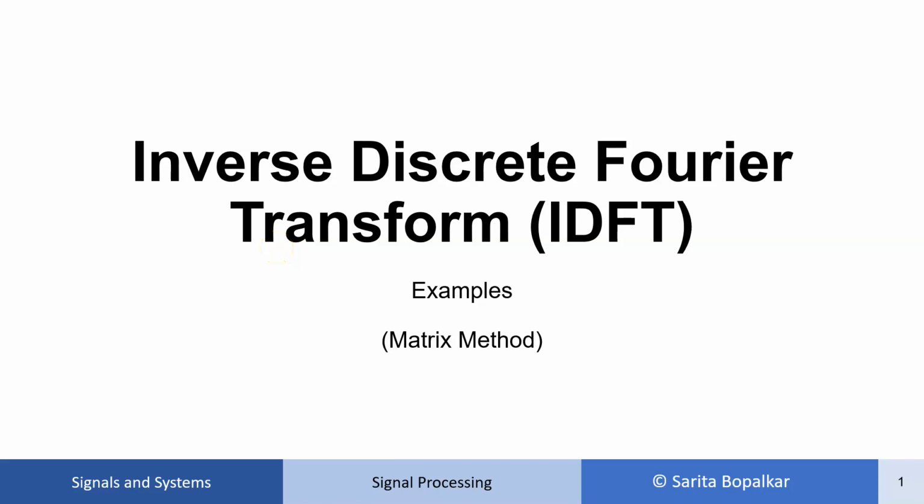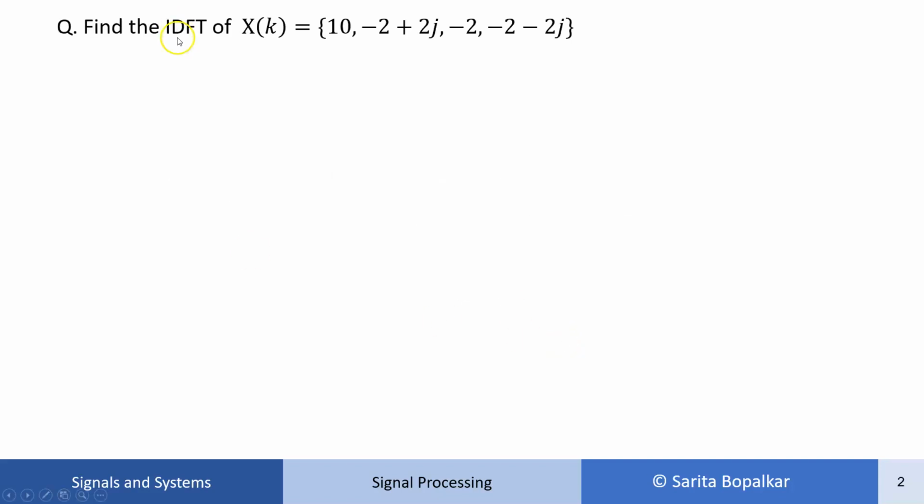Hello, in this video we are discussing the inverse discrete Fourier transform (IDFT) and we are solving one example based on it. The example is: find the IDFT of X(k) = {10, -2+2j, -2, -2-2j}. So the DFT is given to us. This is X(k), the frequency domain, and we have to find the inverse DFT, the time domain x(n).